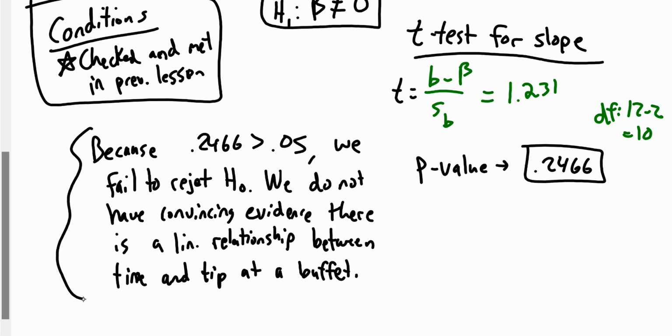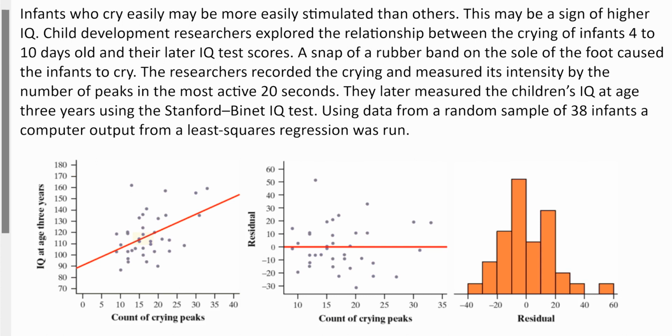So I want to glance at one additional example, a little bit different in what's given. But I want you to look at this first, and check out the conditions first. It says infants who cry easily may be more easily stimulated than others. This may be a sign of higher IQ. Child development researchers explored the relationship between crying in infants 4 to 10 days old and their later IQ test scores. A snap of a rubber band on the sole of a foot caused the infants to cry.